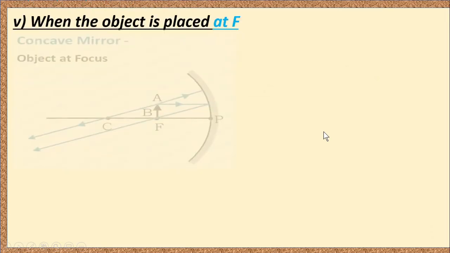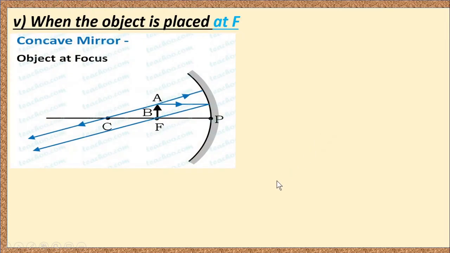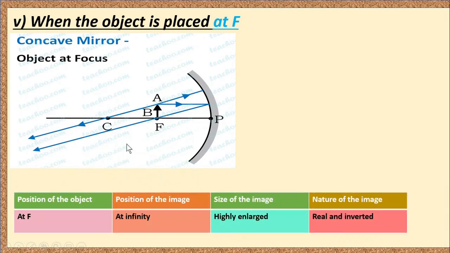Fifth one, when the object is placed at F, that is principal focus, after reflection the reflected rays pass through principal focus and the center of curvature. Both the rays move parallelly and the image we are getting at infinity. We are getting the highly enlarged image at infinity. Nature of the image is real inverted.